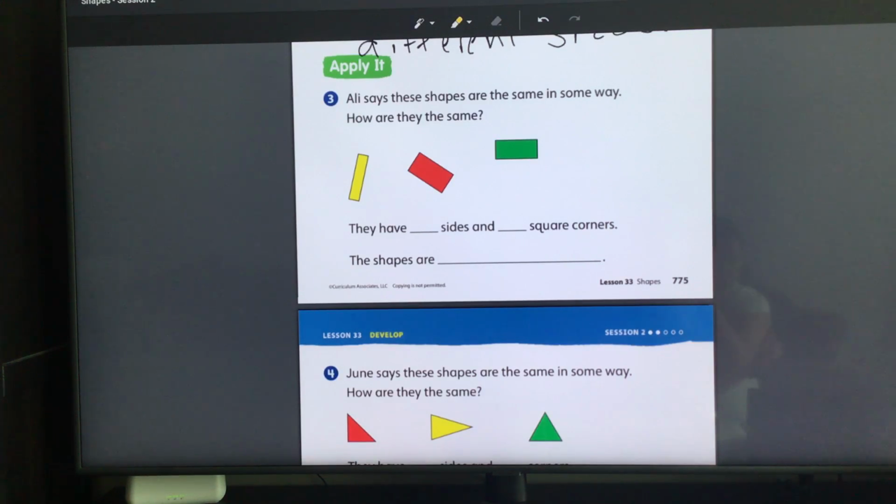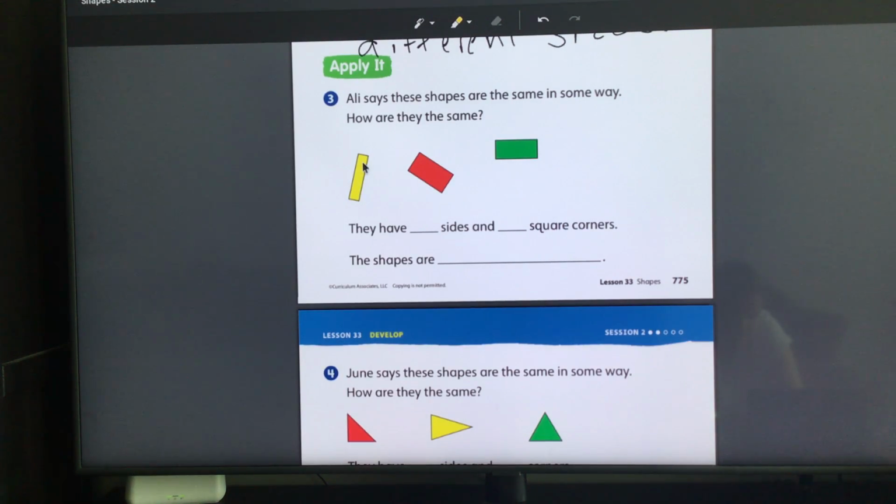Okay, then we're going to look at number 3. Allie says these shapes are the same in some way. How are they the same? Okay, so we have 3 different colored shapes. They have 3 different sizes, it kind of looks like. They're facing different directions. But Allie says these shapes are the same in some way. How are they the same? They have sides and square corners. How many sides and corners do these shapes have?